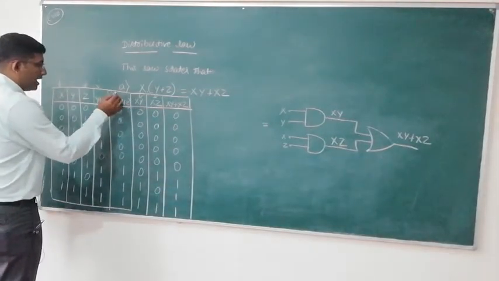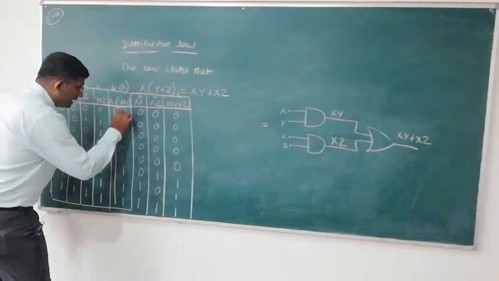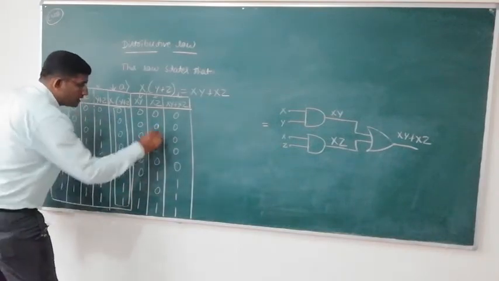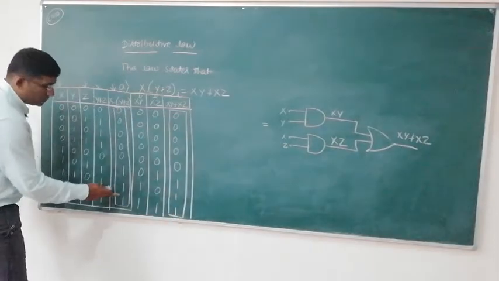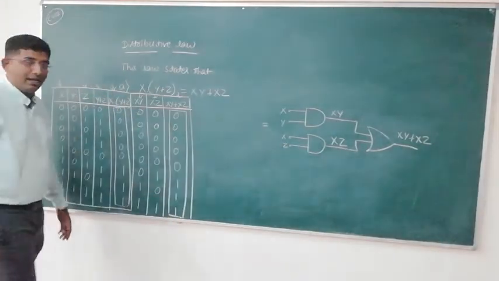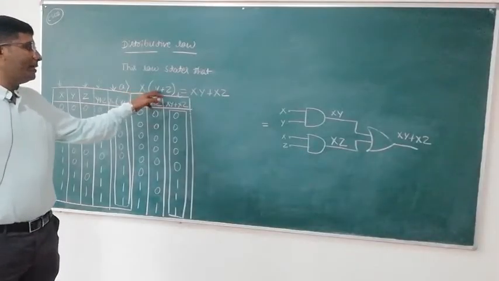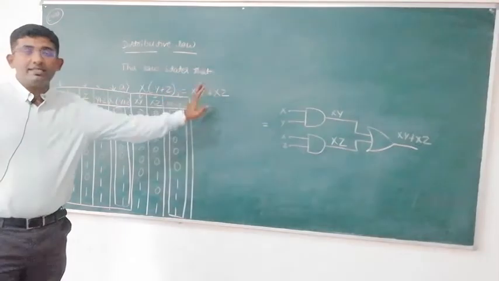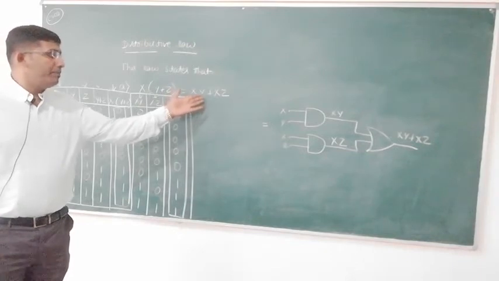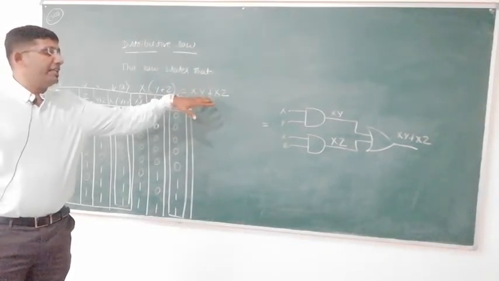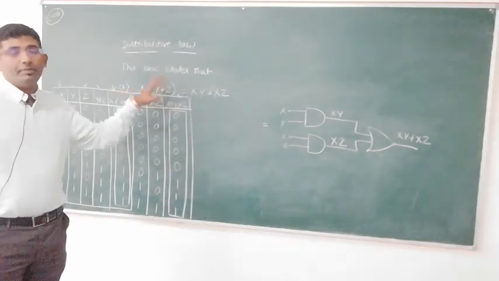These two columns are identical, this one and this one. The first 5 outputs are 0 here, and here also the first 5 outputs are 0. The last 3 outputs are 1 here, and here also the last 3 outputs are 1. Hence this law is proved: x dot y plus z is equal to xy plus xz. If the expression is given in this way, you can also write it as xy plus xz. If the expression is given in this manner, you can replace it with x dot y plus z.